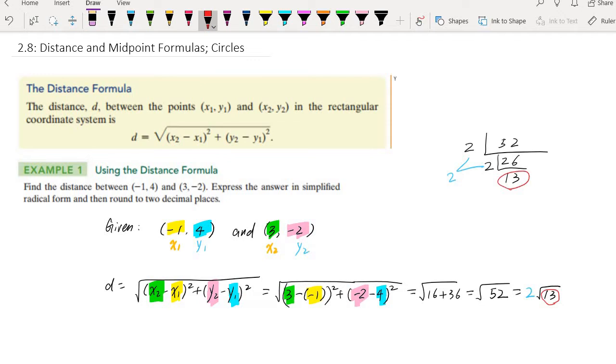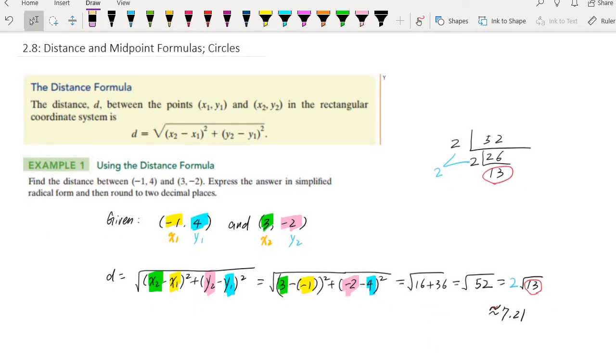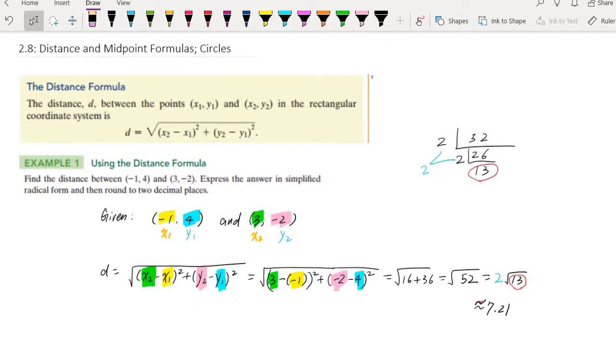Once you have this radical form and they want you to round it to 2 decimals, you just plug this whole thing into your calculator, and you're going to get 7.21. Okay, you're done with the question. Make sure you read your question carefully, because sometimes they ask for decimal, sometimes they ask for radical form. Read your question and then answer accordingly.